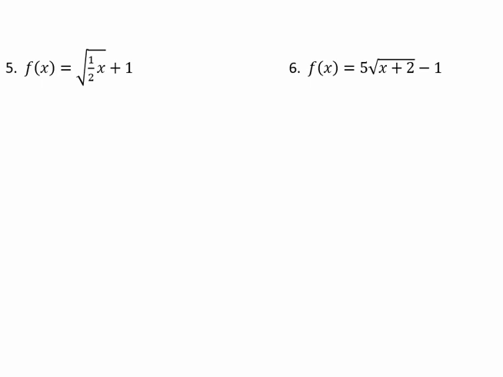So these ones look a little bit more complex. There's a little more to them. So for number 5, we have f of x equals the square root of 1/2 x plus 1. So let's look at each of the pieces. We have the 1/2 on the inside and the 1 on the outside. So the 1/2 on the inside tells us that there's a horizontal stretch by 2, and the 1 on the outside tells us that we have to move up 1.